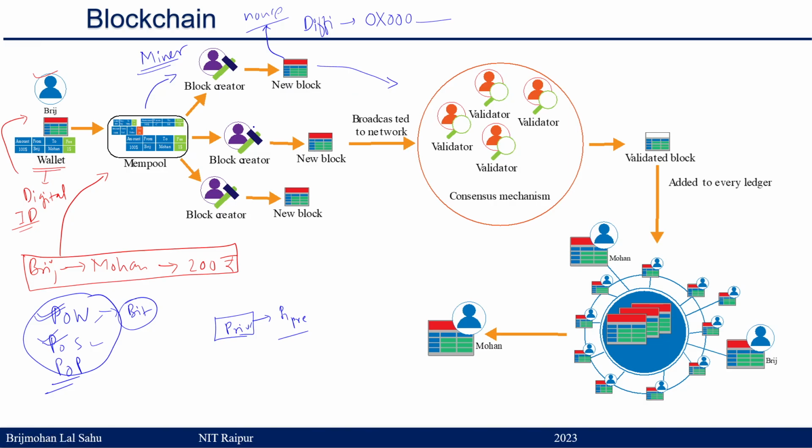It may be possible some other miner has also broadcast a new block. So there are some validators or nodes who validate whether the transactions kept inside that particular block are valid or authentic. They check it by using Merkle tree tracing, checking whether the Merkle tree is correct, and whether any malicious transaction has been included by the miner or not. They validate the block.